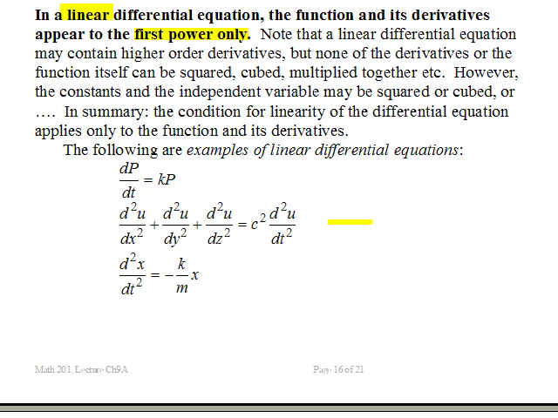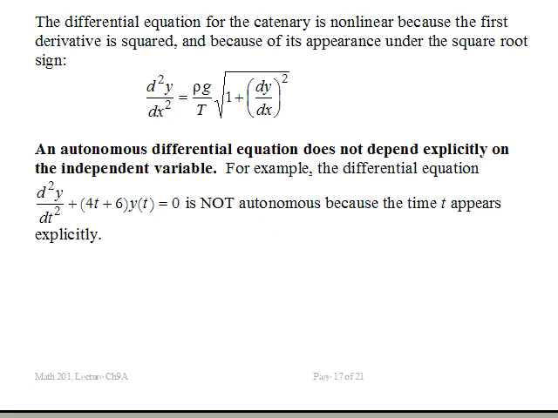Now let's look at a nonlinear differential equation. You've seen it before. So look at the differential equation for the catenary. It's second order because the highest derivative, here's the highest derivative, is the second derivative. But note what happens to the first derivative. The first derivative is squared, added to 1, and then the square root is taken of that quantity. So this is a nonlinear ordinary differential equation. It's also second order, so we have all these qualifiers.